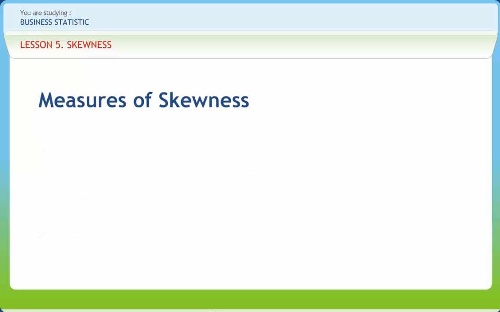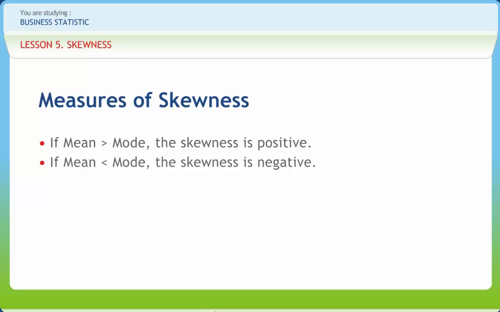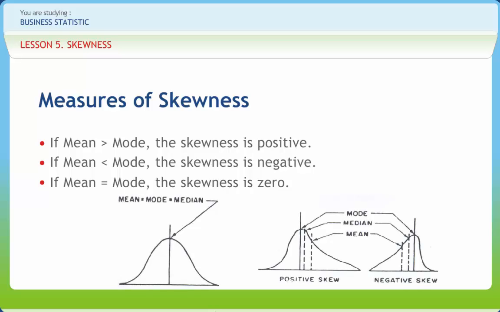Skewness is defined as the departure from symmetry. When mean is greater than mode, the skewness is positive. If mean is less than mode, the skewness is negative. If mean equals mode, the skewness is zero.